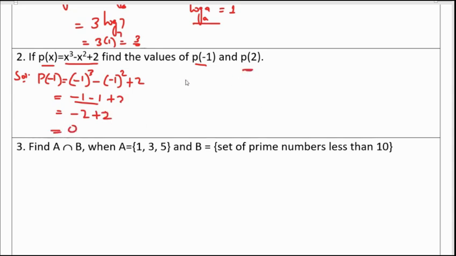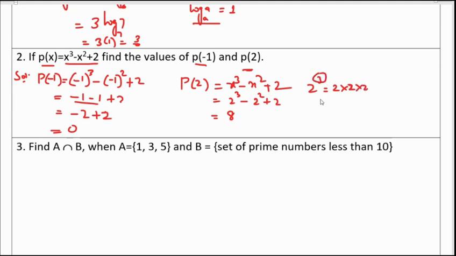So we'll find P of 2 now. Wherever x is there, we have to replace it with 2. So 2 cube minus 2 square plus 2. 2 cube value is 8, because 2 cube can be expressed as 2 into 2 into 2. 2 should be multiplied 3 times. So 2 twos are 4, 4 twos are 8. It is not 6, students. So many students will make a mistake. 2 times 3 is 6.